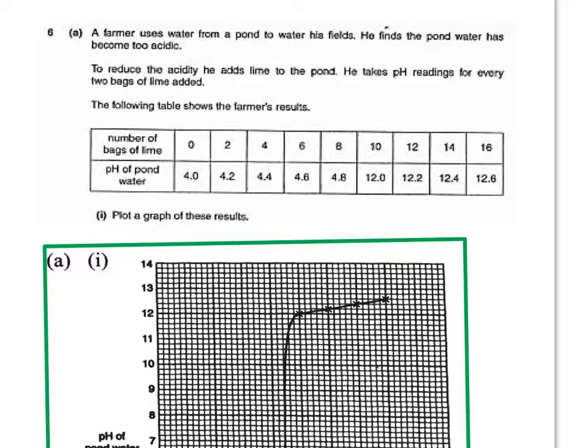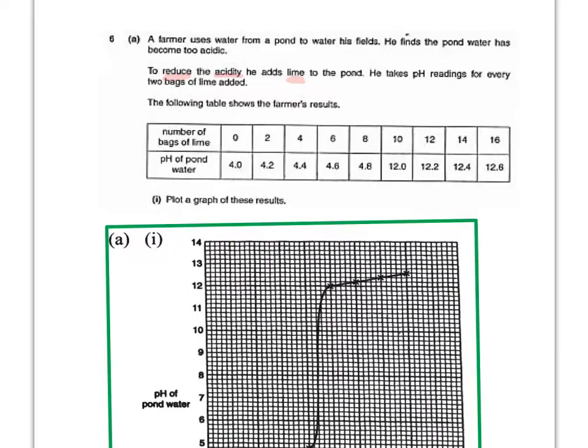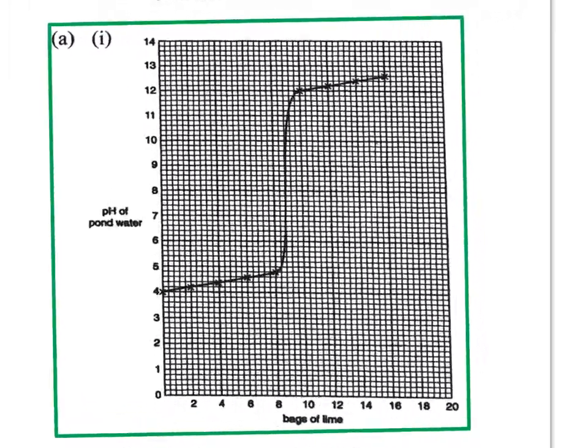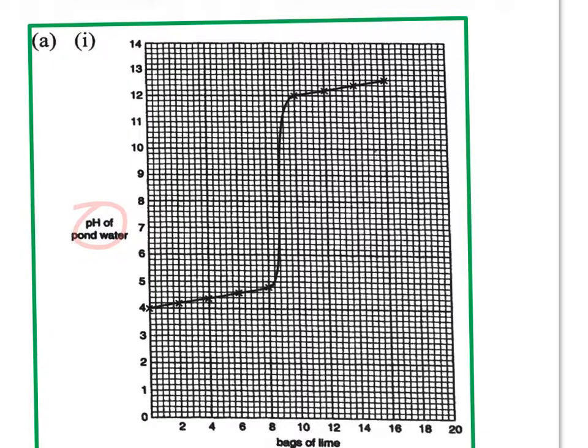Question 6, this graph question. A farmer uses water from a pond and finds the pond water too acidic. He reduces the acidity by adding lime, so most likely calcium oxide. And then they take the pH readings. This is what happens. So they ask you to plot the graph of y against x. In this case, the x-axis is the bags, the y-axis is the pH. pH against the number of bags.